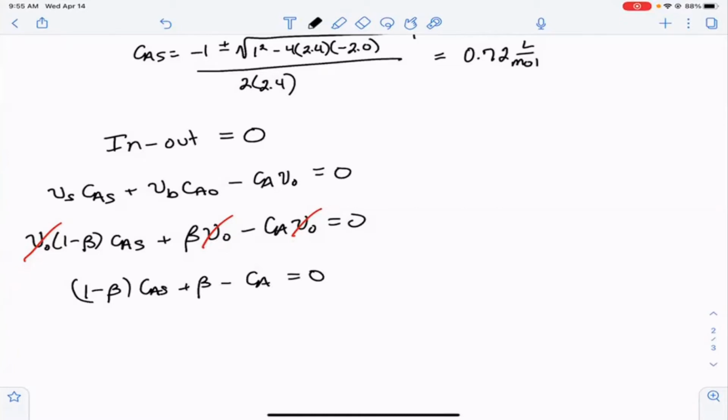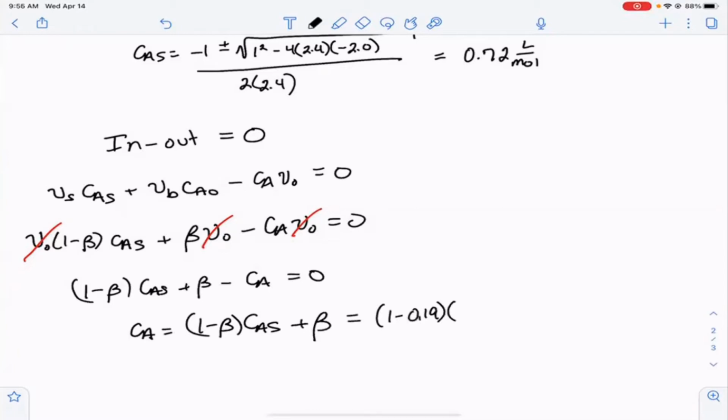And so we get a final expression then for CA, right? So CA just equals 1 minus beta times CAS plus beta, okay? And in this case, that's 1 minus 0.19 times 0.72.